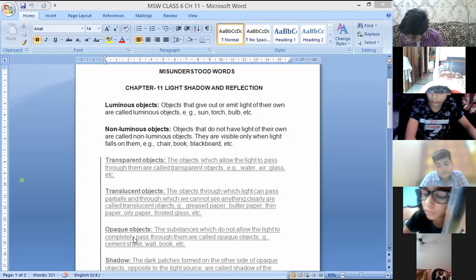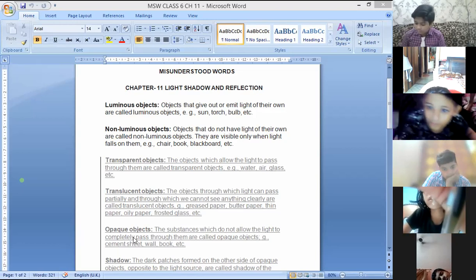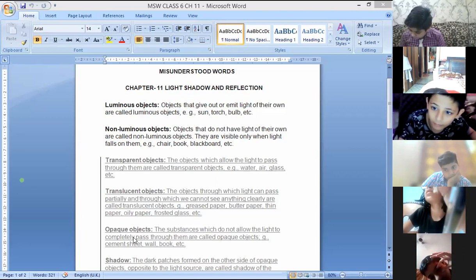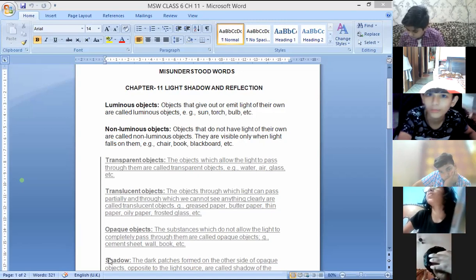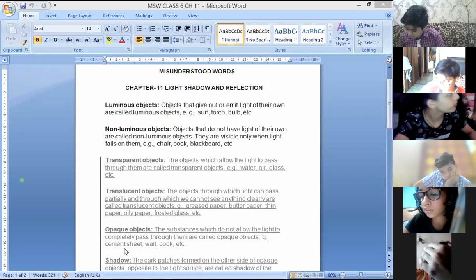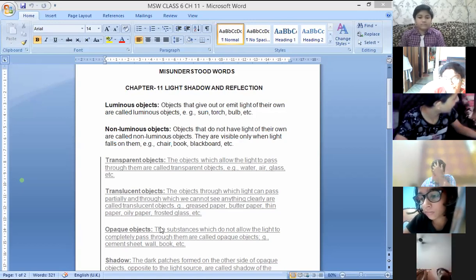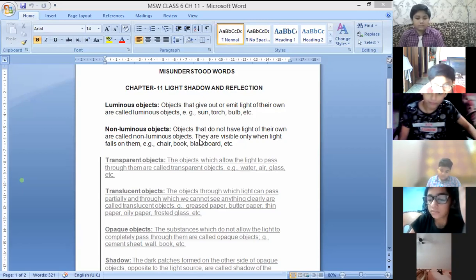Can you name the opaque objects in your surroundings? Many opaque objects are there through which light can't pass: the wall of your room, book, cement sheet, or whatever is lying around you. Can you give me a few more examples of opaque objects?